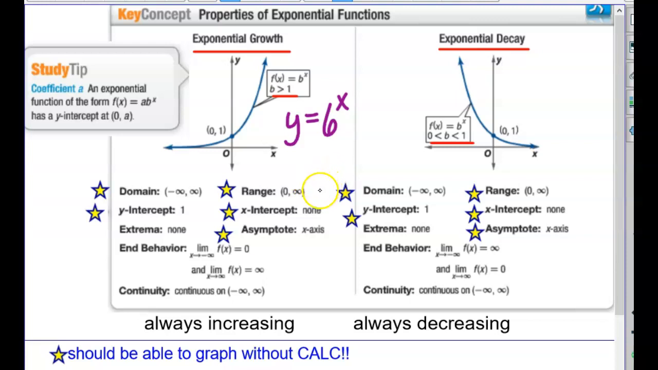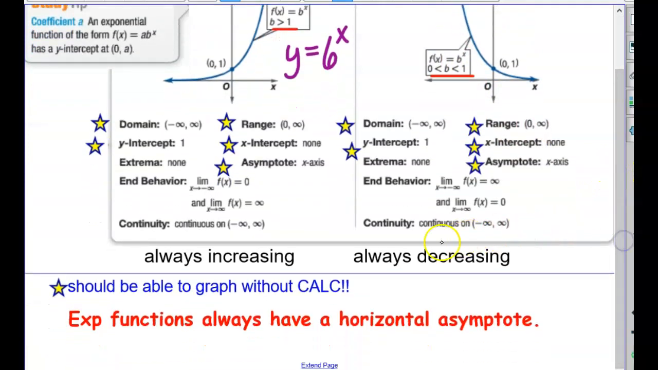You could do a reflection. So it doesn't ever cross the x-axis. The asymptote is the x-axis. The end behavior on the left or right, depending whether it's a growth or decay, will approach 0, and the other end approaches infinity. Make sense? This growth one is always increasing. The decay one is always decreasing. That sounds like the right words, right?